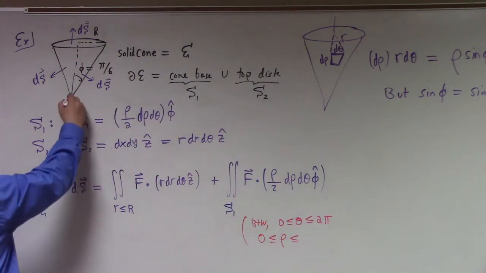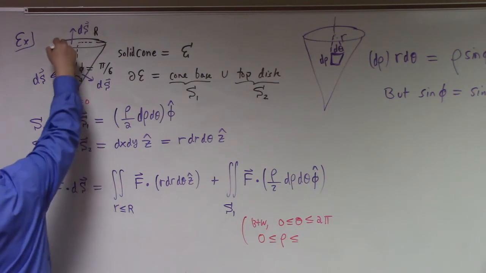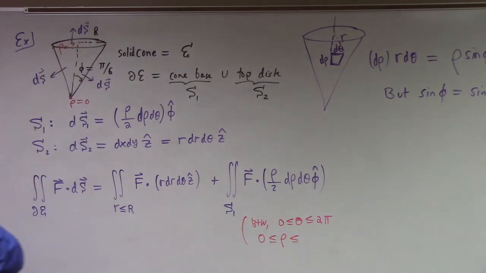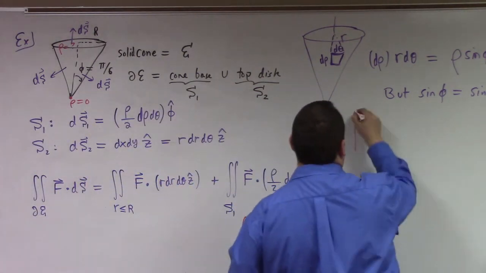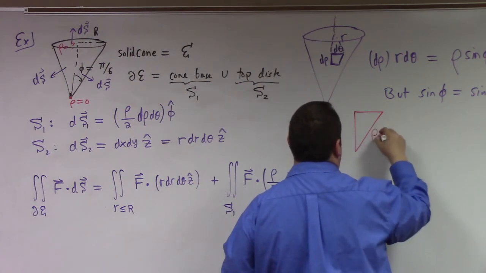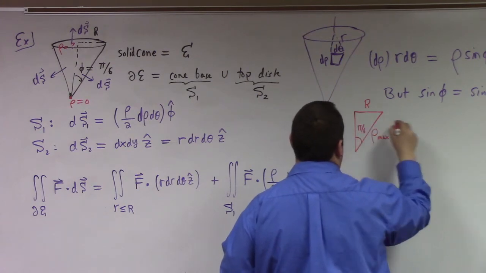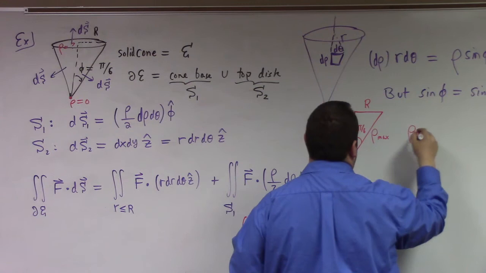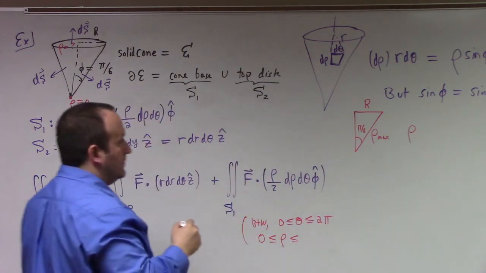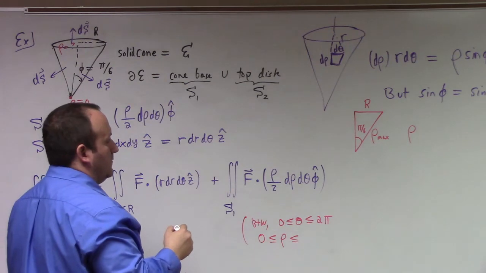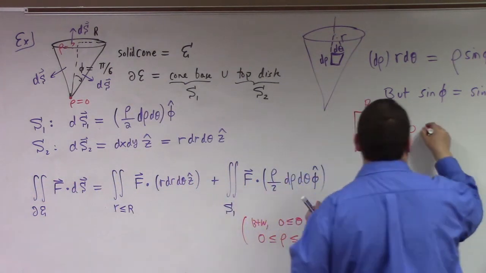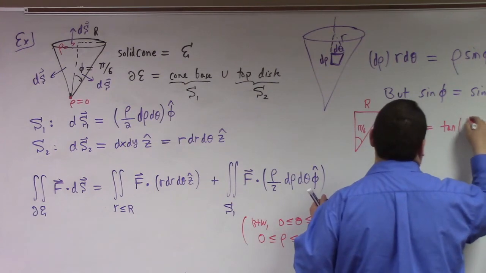I mean, rho is 0 down here, right? And up here, what's rho equal to? It's not r. R tan phi. Here's the picture I would draw to make sure you're right. This is rho max. This is r. This angle's pi over 6. And what do you tell me? Rho is equal to what? Wait. Yeah. Would it be R tan phi? You're saying rho is equal to the tangent of pi over 6 times r?